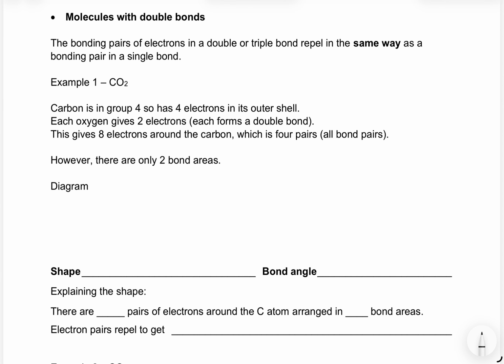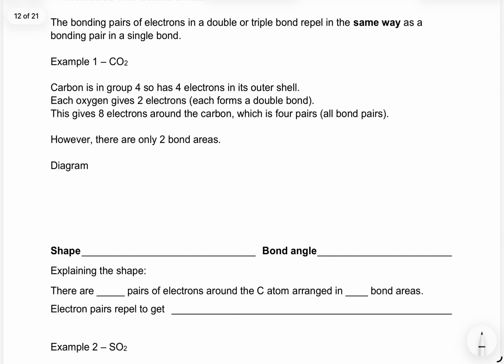So at this point, we may need to look at the dot and cross diagram because carbon is in group 4, so it has 4 electrons in its outer shell. Each oxygen is going to give 2 electrons. Each forms a double bond. So each oxygen doesn't give 1, each oxygen gives 2, because oxygen needs to form 2 bonds to get from group 6 to a full shell of 8.